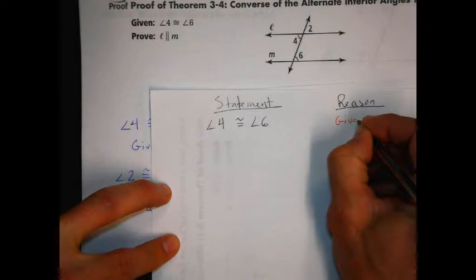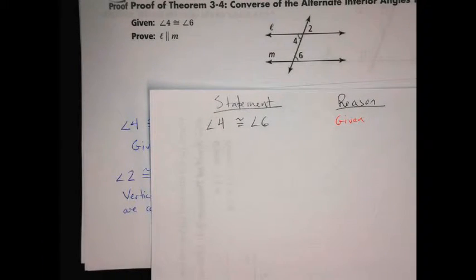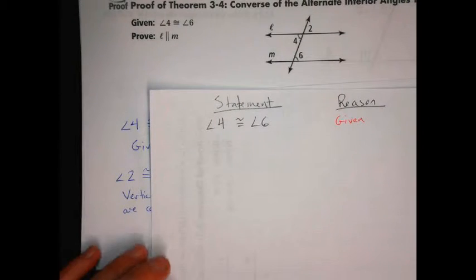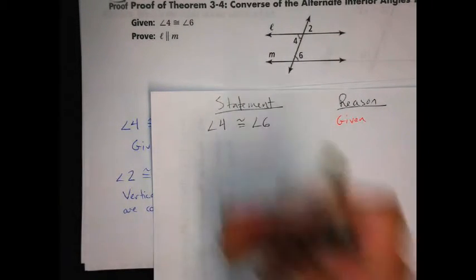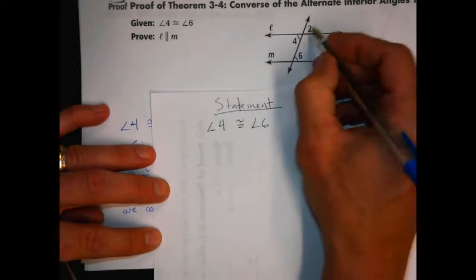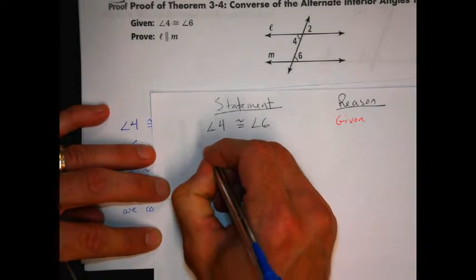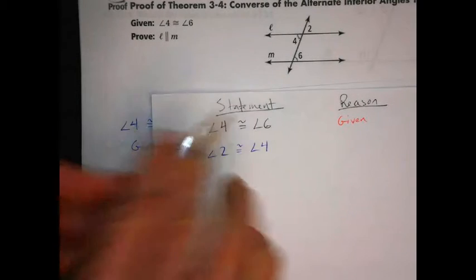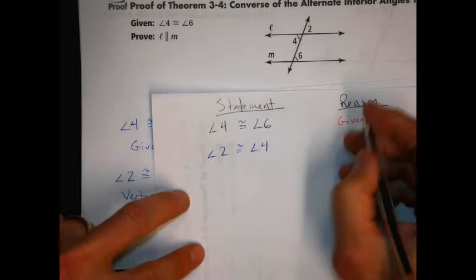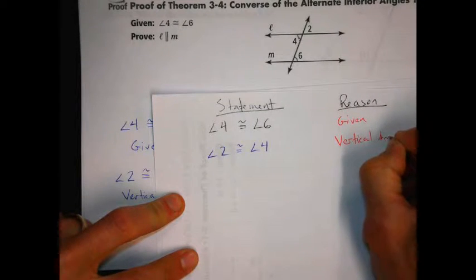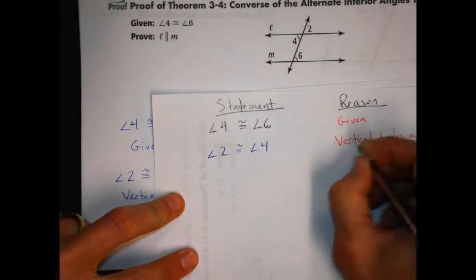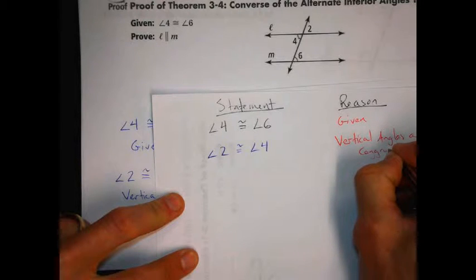Okay, so that's what we know. Now we're going to start making these same jumps. We know the next thing is to say that angle 2 is congruent to angle 4. So we're looking here. I need to get to 2 and 6. That's my game plan. So I know that angle 2 is congruent to angle 4. And how do we know? Because the reason is vertical angles are congruent. We have to know all of that.